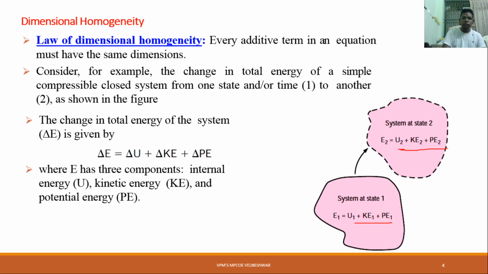Now E is nothing but total energy and U is nothing but internal energy. KE is kinetic energy. PE is nothing but potential energy. Now what is this internal energy? What is this potential energy? What is this kinetic energy? We have to see now.